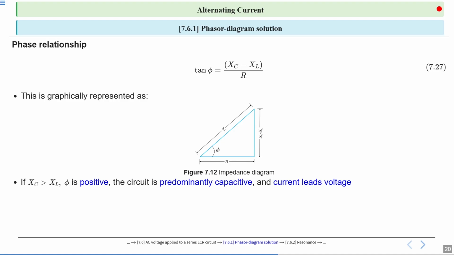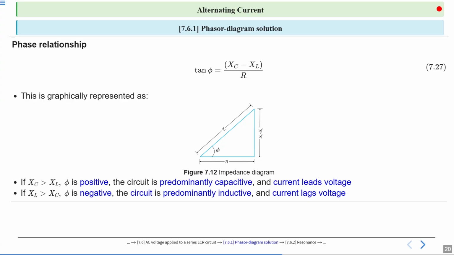When phi is positive, the circuit is predominantly capacitive. If Xc is greater than XL, we can say this is a capacitive circuit, not purely capacitive but predominantly capacitive. What is the dominant component? A capacitor, because Xc is greater than XL. This LCR circuit is capacitive, meaning capacitive reactance is more. So the circuit is predominantly capacitive and current leads the voltage, but not by pi by 2, only by some phase angle phi.